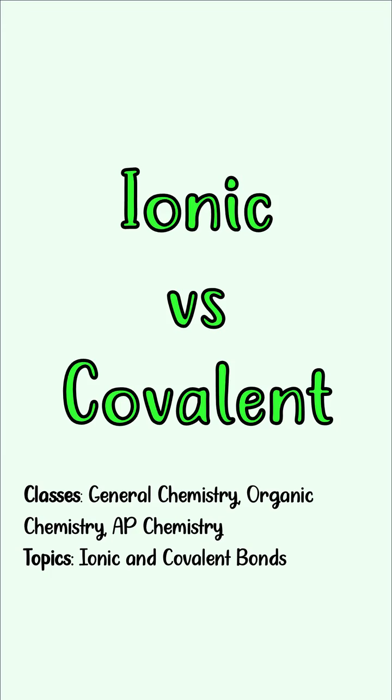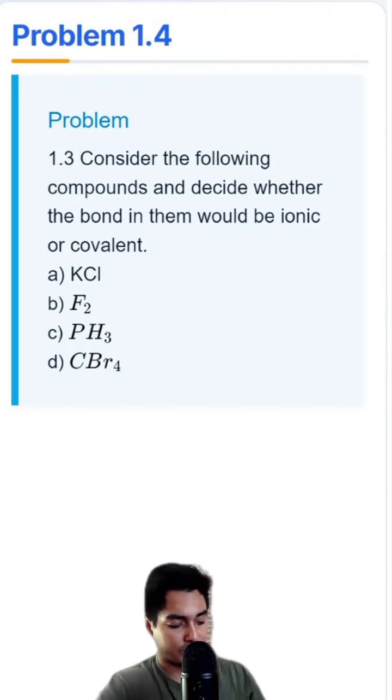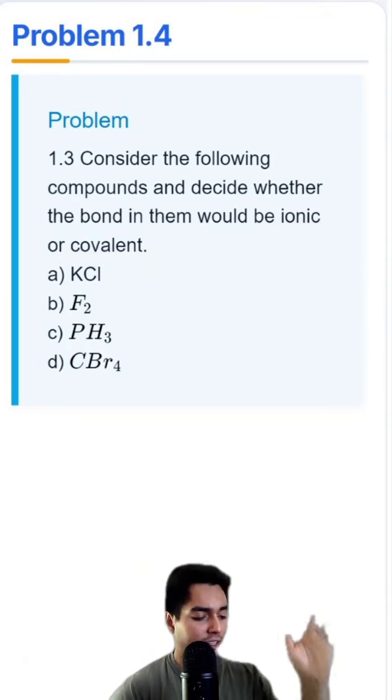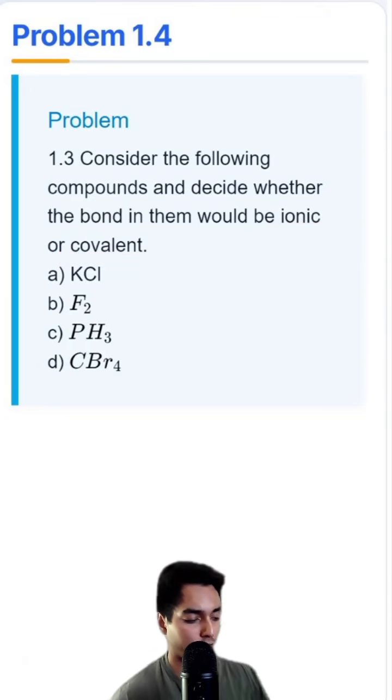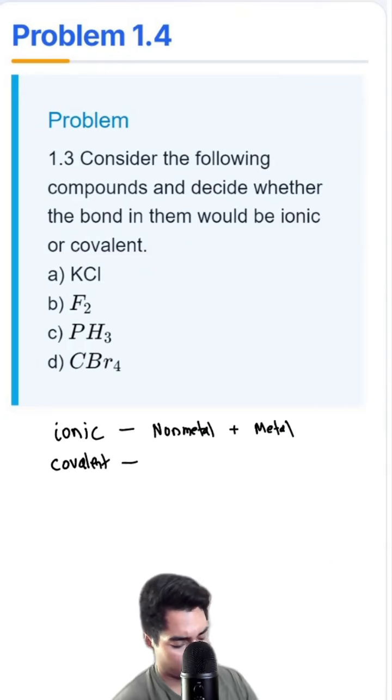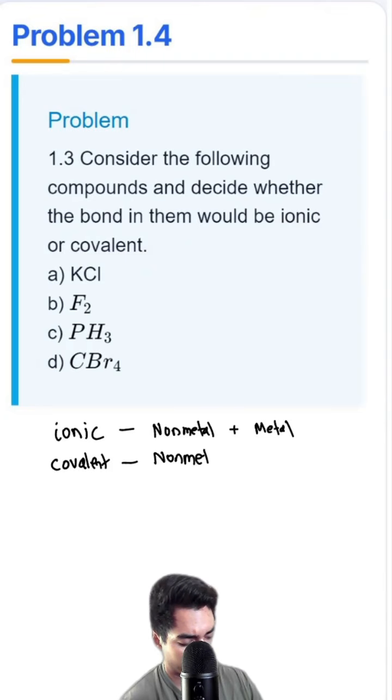Can you solve this chemistry practice problem? Consider the following compounds and decide whether the bond in them would be ionic or covalent. So here's the rule for ionic versus covalent. Ionic compounds are compounds that combine a nonmetal with a metal, whereas covalent compounds are two nonmetals put together.